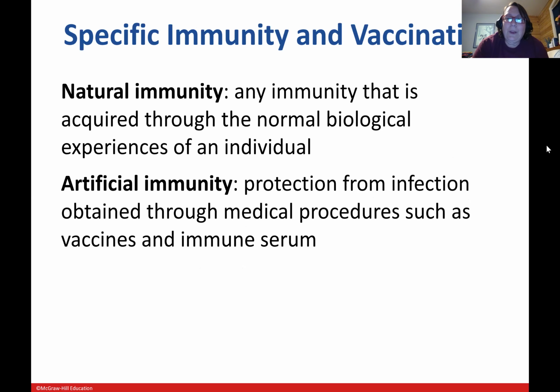Okay, so there are 2 basic types of immunity. One of them is referred to as natural immunity, and that's one that's acquired through the regular biological experience. In other words, when you get sick and you develop immunity because of that, that is natural immunity. So in my case, I had chickenpox as a kid. I am naturally immune to chickenpox. Okay? Anybody who was vaccinated against chickenpox has artificial immunity to chickenpox, and that's protection from infection obtained through medical procedures like vaccines or an immune serum.